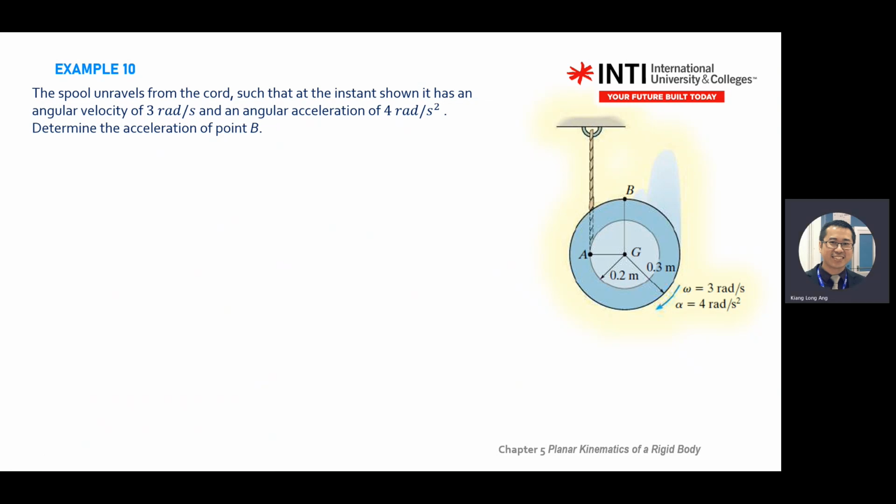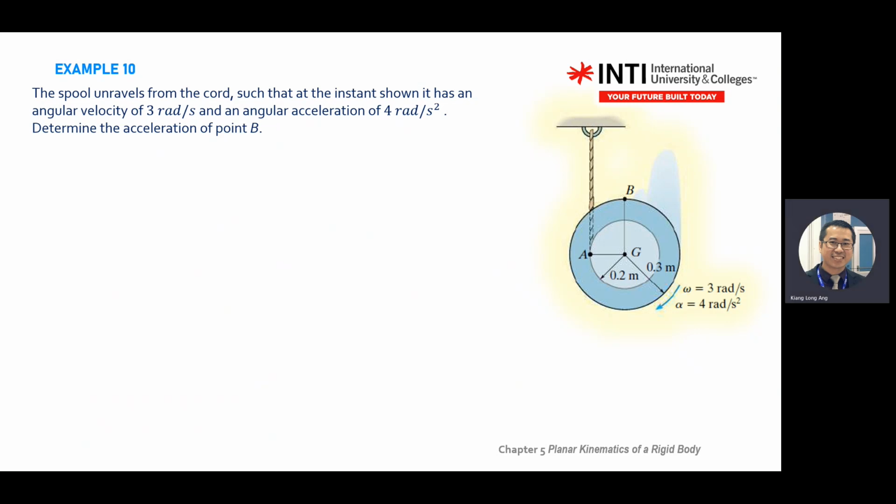Okay, example 10. You look at the diagram. This one is a circular body. You have omega, you have alpha, you have R, you have 2R. One is an inner circle, one is an outer circle. So this is a pulley with two circles. The rope is tied to the inner circle, and you're referring to two points, A and B.